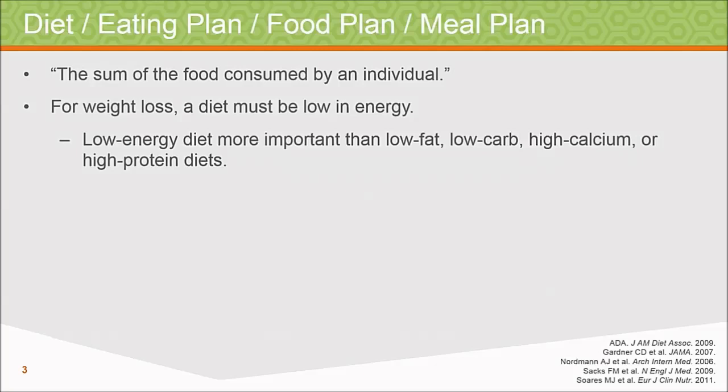So when we're talking about our different types of eating plans, really today what we're going to be talking about is how we would structure a food plan for purposes of losing weight. I would define the food plan as the total food that the person eats in a day. And for weight loss, the diet must be low in energy. In a couple of slides, we'll talk about calories again. But the low energy piece seems to be more important than the macronutrient composition. Should it be low fat or low carb or high calcium or high protein or this or that?